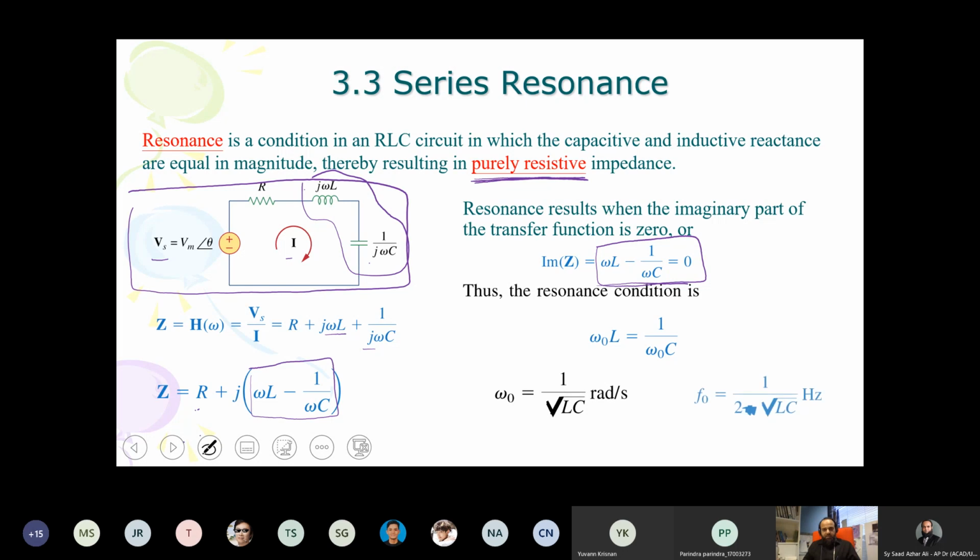And remember, 2 pi f is the omega in terms of hertz. So far so good? Any question? Once again, these are basic concepts. We will be eventually using some formulas to find these things, but this is basic understanding. All right.